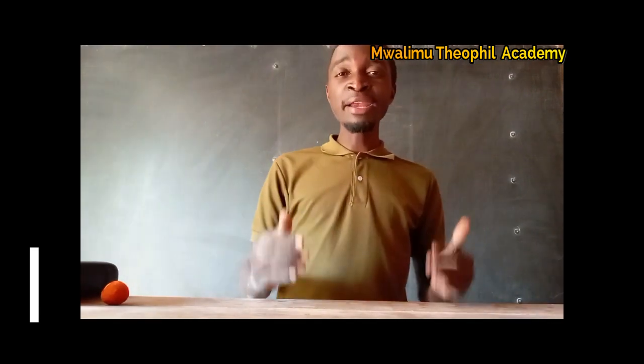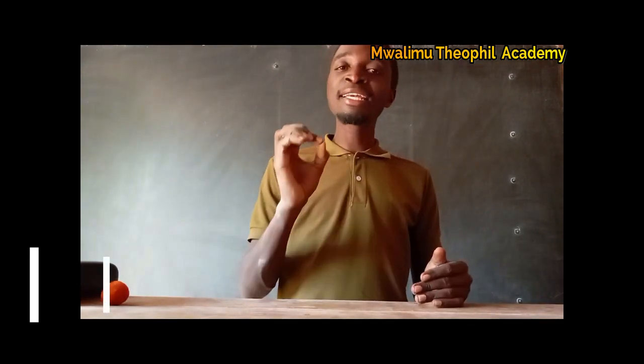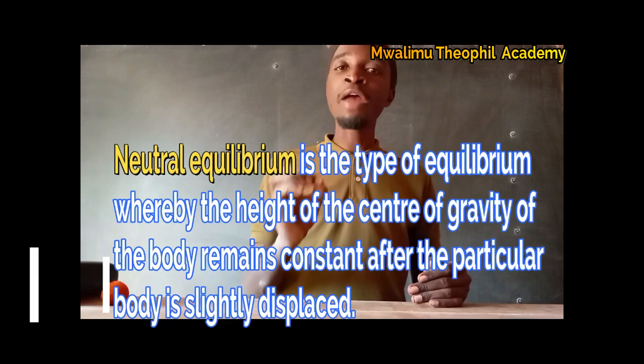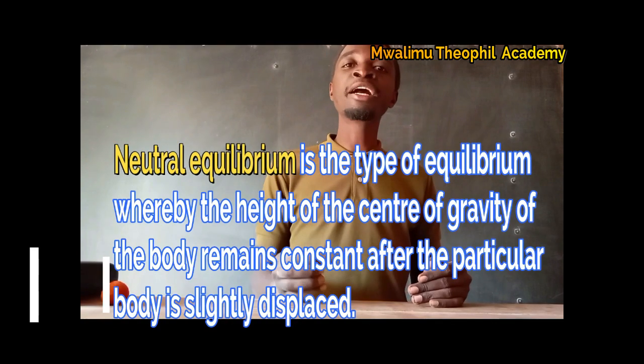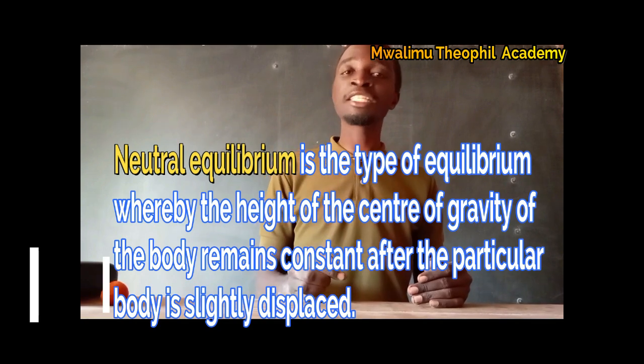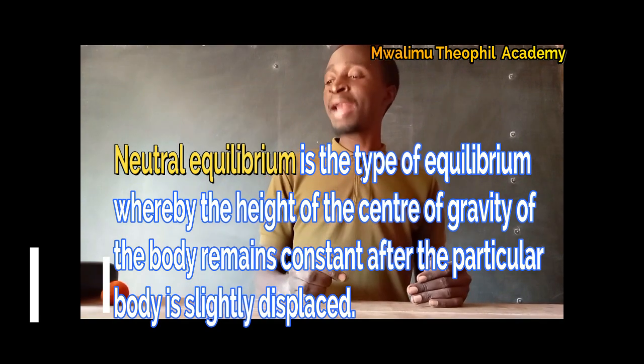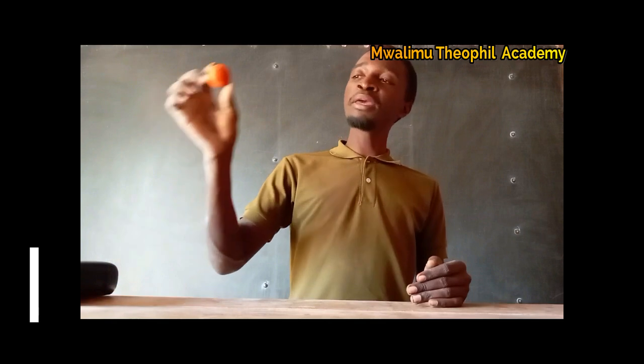What is a neutral equilibrium? We define a neutral equilibrium as the type of equilibrium whereby the height of the center of gravity of the body remains constant after the particular body is slightly displaced. Now, what does it mean? Let us verify this by using object B.